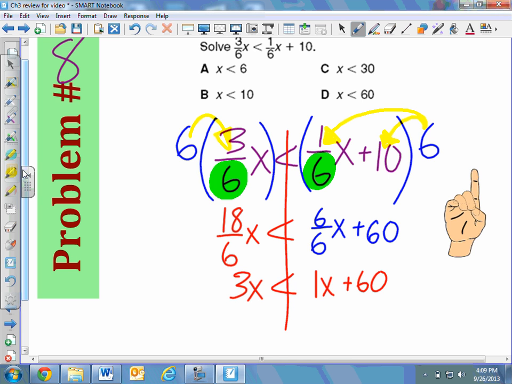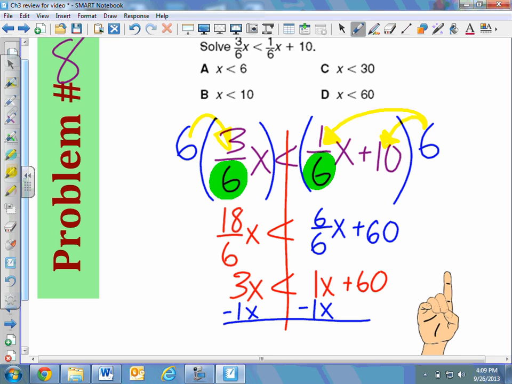Okay, now what I'm going to do is minus 1x, minus 1x. Remember, because you want to make sure all the x's are on the same side. Don't bring this 3x over here, because then you're not going to have anything left over here, and you're going to have everything over here. You don't want that. Get rid of this 1x. 2x less than 60. Let me write it right over here, okay?